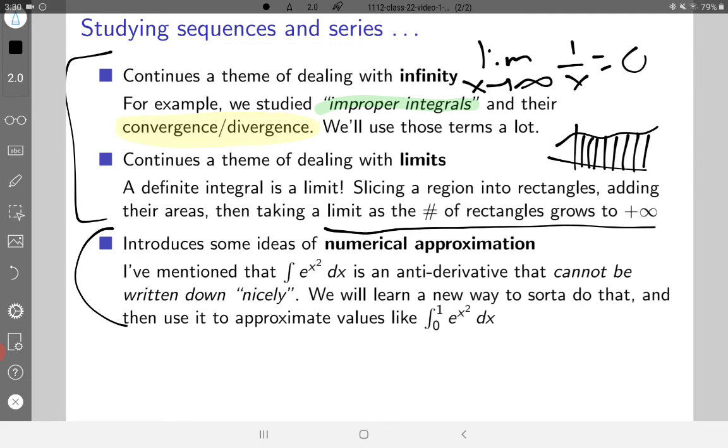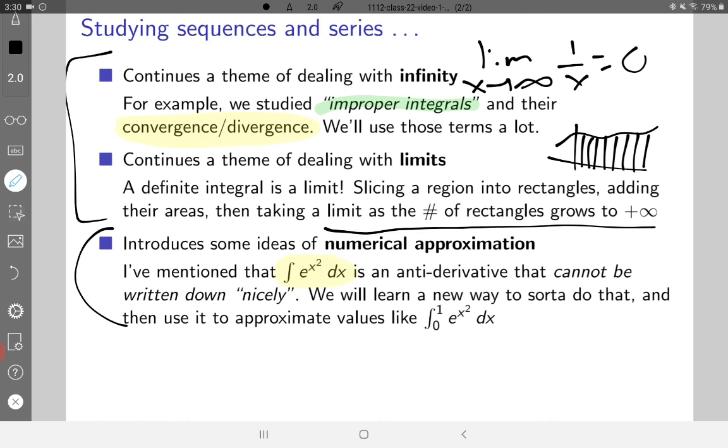So one thing that I've mentioned in class before is that, for example, the antiderivative of e to the x squared, quote unquote, doesn't exist in the sense that we can't write it down nicely using functions we know and love like polynomials and square roots and sines and exponentials. There's no way to write down a nice expression that equals a function whose derivative is perfectly e to the x squared. So this is an integral that we just haven't tackled because we can't.